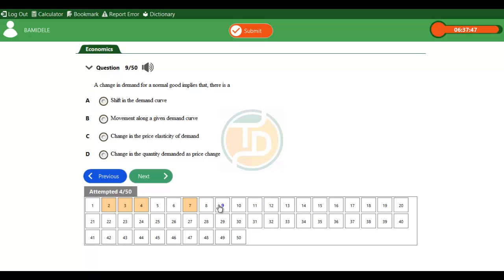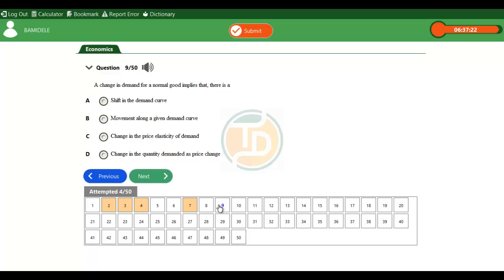So when there's a shift in demand curve, it means there is a change in demand. It could shift to the left or to the right. Option B talks about movements along a given demand curve. Movement along a given demand curve is caused by changes in price of the commodity and can also be called change in quantity demanded. Option C talks about change in price elasticity of demand.